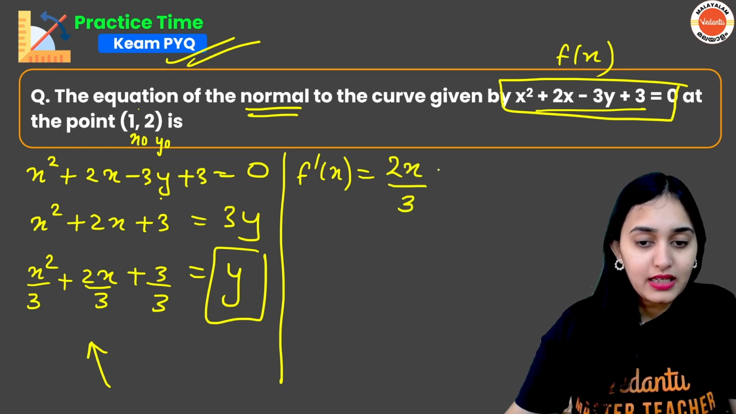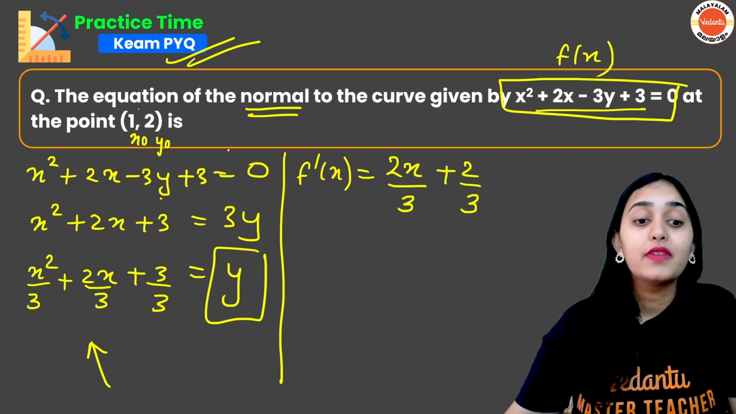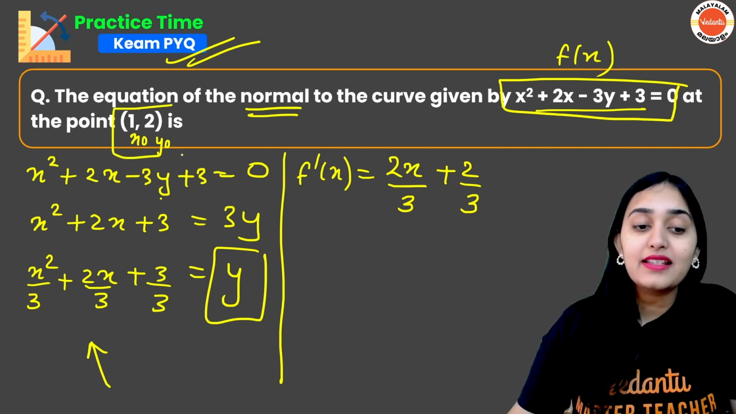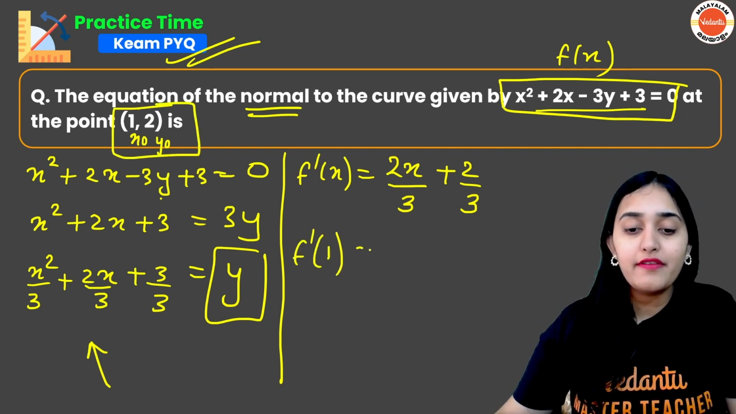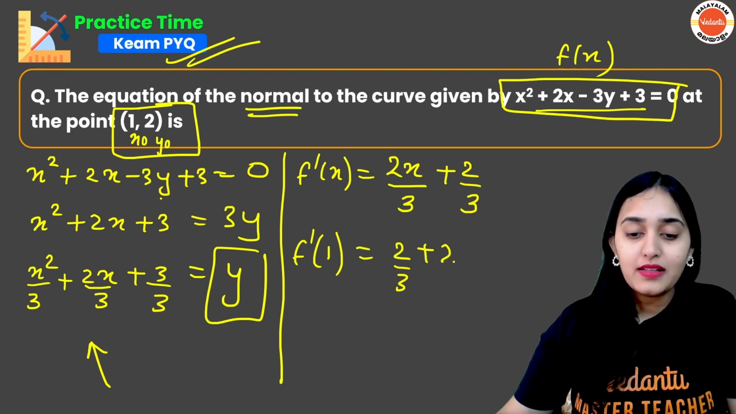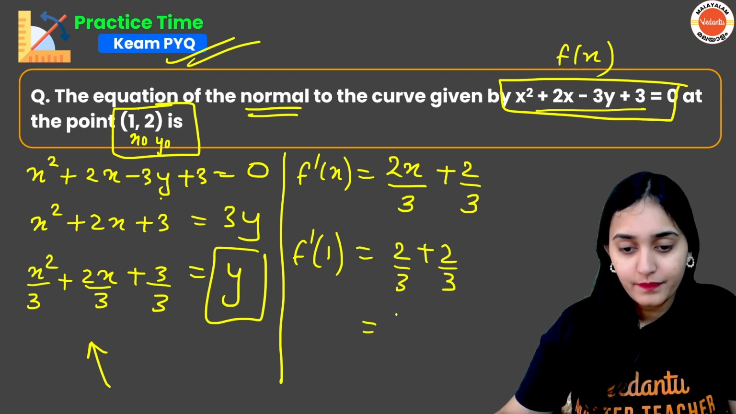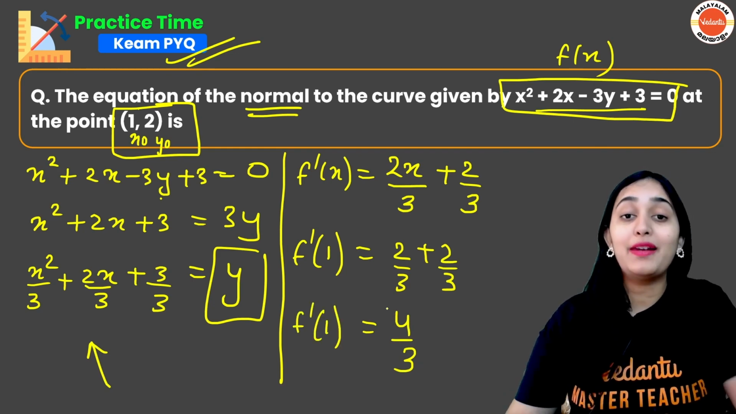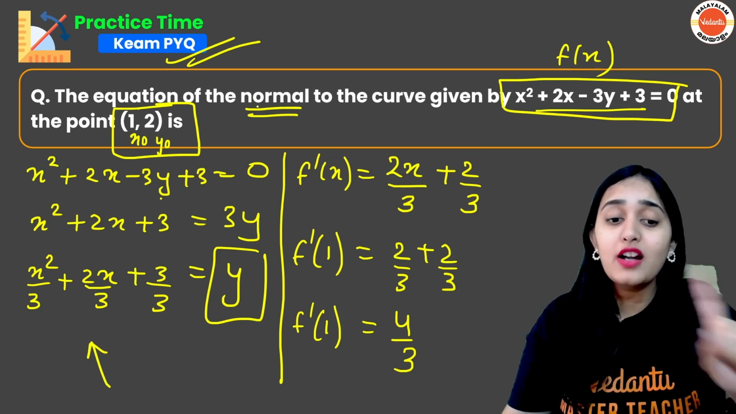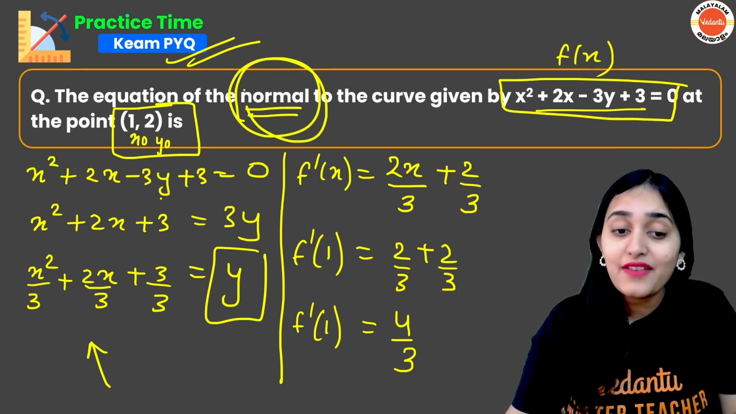2x by 3 plus 2 by 3 at x is equal to 1. So f dash at point 1 is 2 by 3 plus 2 by 3. This is 4 by 3. So f dash at point 1 is 4 by 3. But this is not the slope. This is not slope. Normal is given.